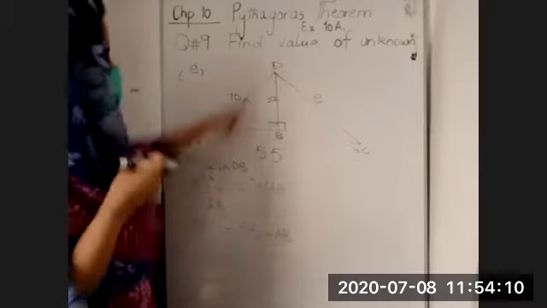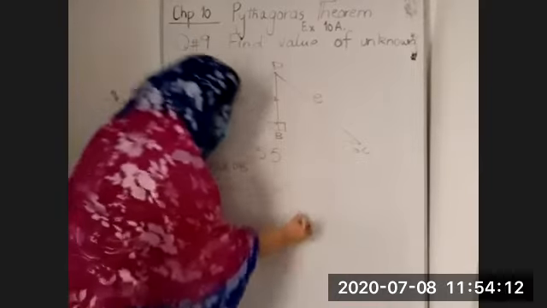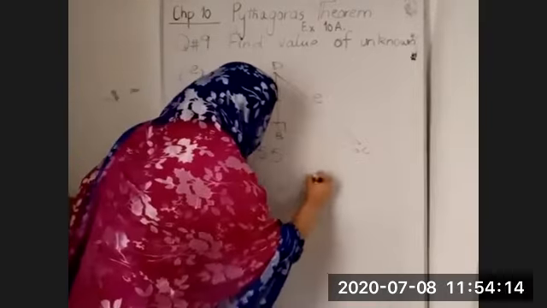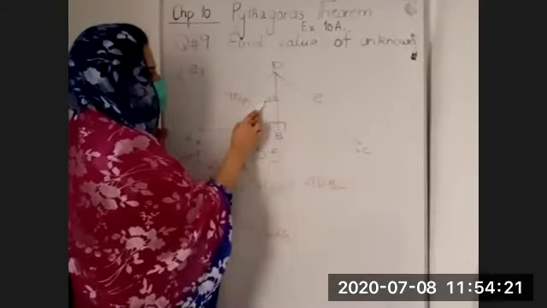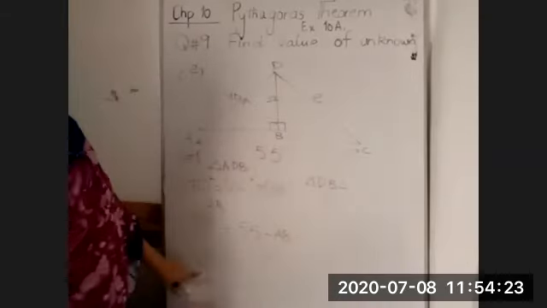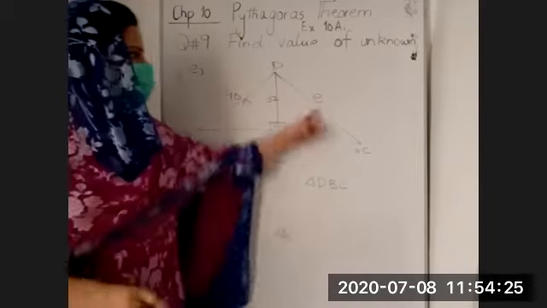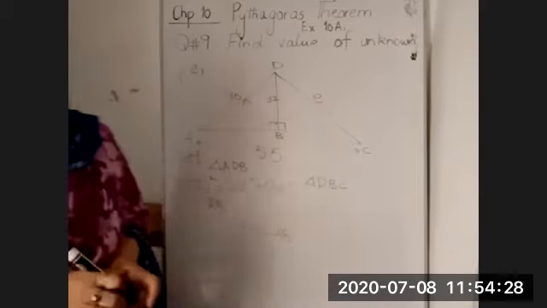Then you will take the triangle DBC. E is your hypotenuse, 32 is your perpendicular, and BC की वैल्यू यहाँ से आ जाएगी. That will be your base, and you can find out the value of E very easily.